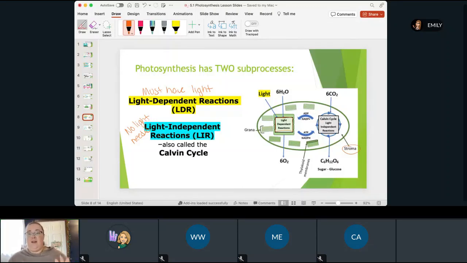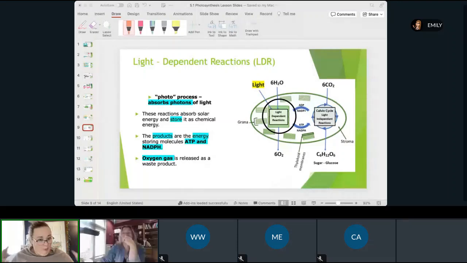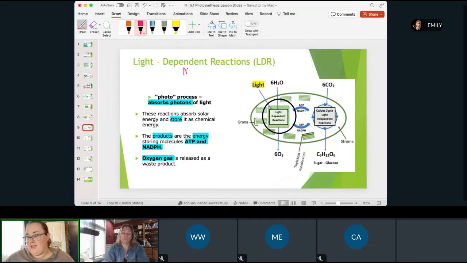Okay, everyone with me so far? You guys are doing really good. We're about to break down the LDR and the LIR and learn the difference between the two. Like I said, there are two parts to photosynthesis, and the first part is the light-dependent reaction, which, reminder, means that we must have light.